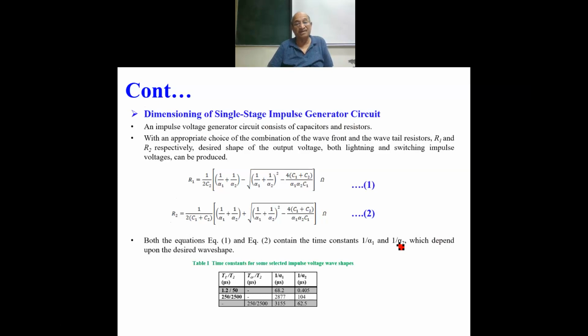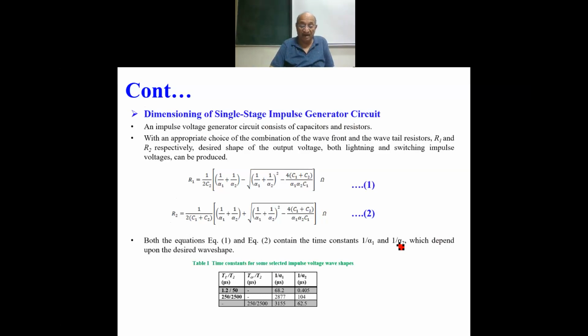What is the difference between lightning and switching impulse voltages? It is the difference in wave front and wave tail time. So the desired shape can be produced by choosing the wave shaping resistors. R1 and R2 are nothing but wave shaping resistors.